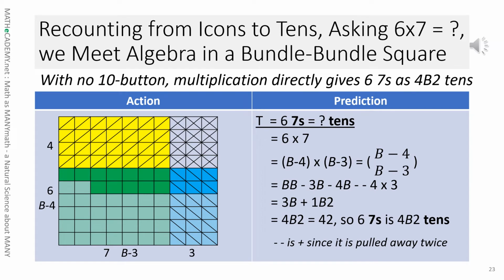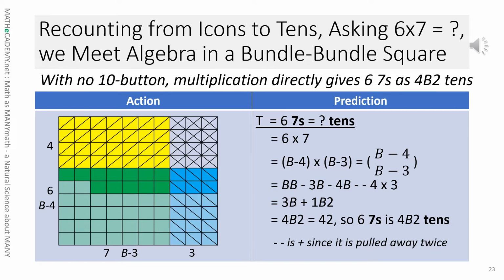Recounting from icons to tens, asking 6 times 7 is what, we meet algebra in a bundle square. With no 10 button on a calculator, we cannot use the recount formula. But multiplication gives the result directly: 6 sevens is 6 times 7, which is 42, which is 4.2 tens, only without units and without a decimal point.